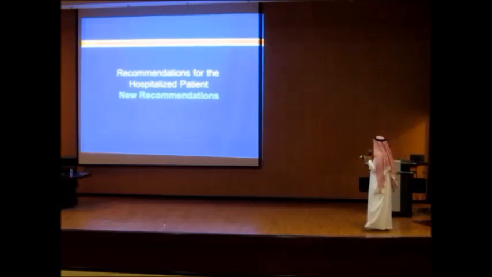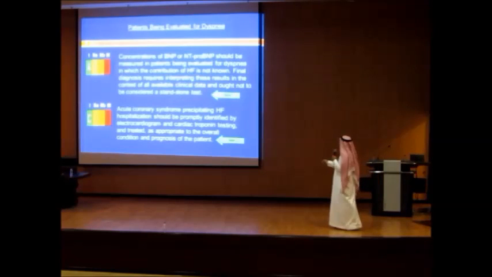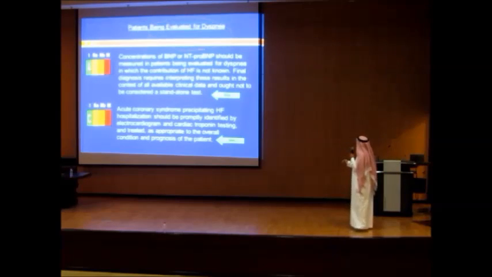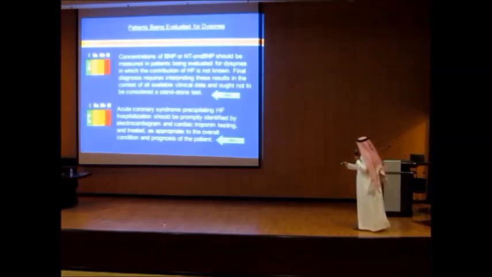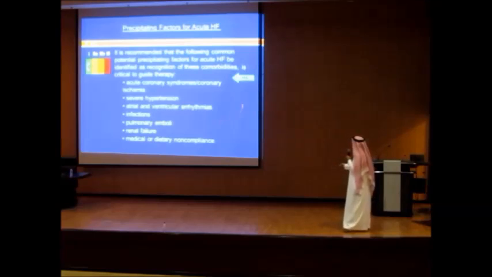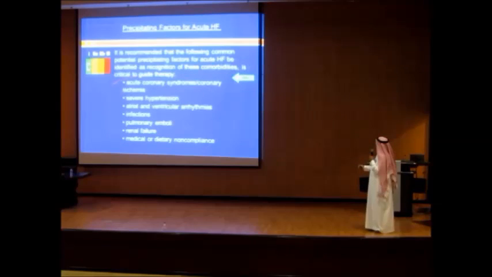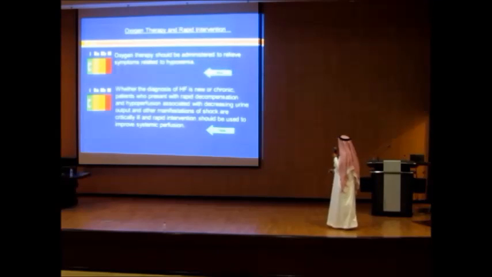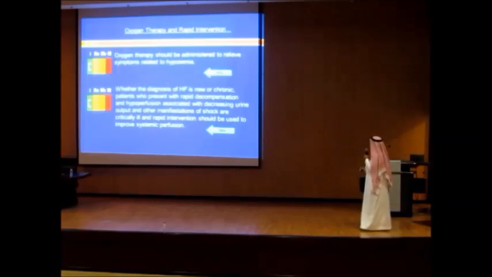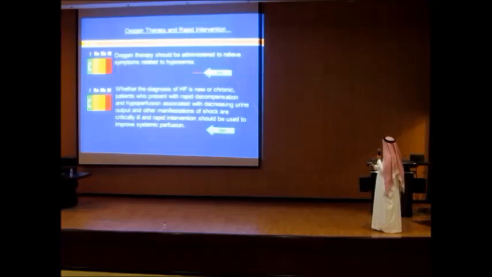So now we've decided to admit this patient to the hospital. What would you do? So you really have to evaluate the patient's symptoms. Check the patient's BNP. If the patient has ECG changes suggesting acute coronary syndrome, send the patient to the cath lab as soon as possible. Look for other precipitating factors for the patient to go into heart failure: ischemia, severe hypertension, ventricular arrhythmias, infection, pulmonary embolism, renal failure, non-compliance with medication. Give the patient oxygen, assess the patient's shock status.